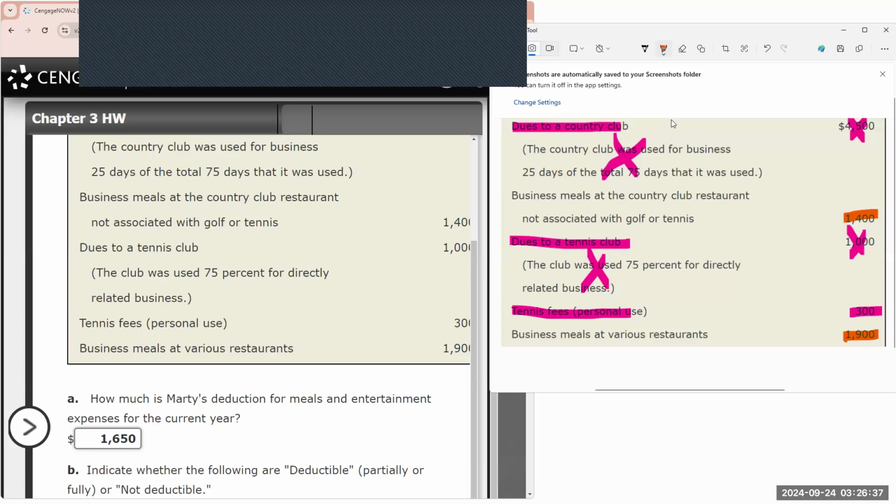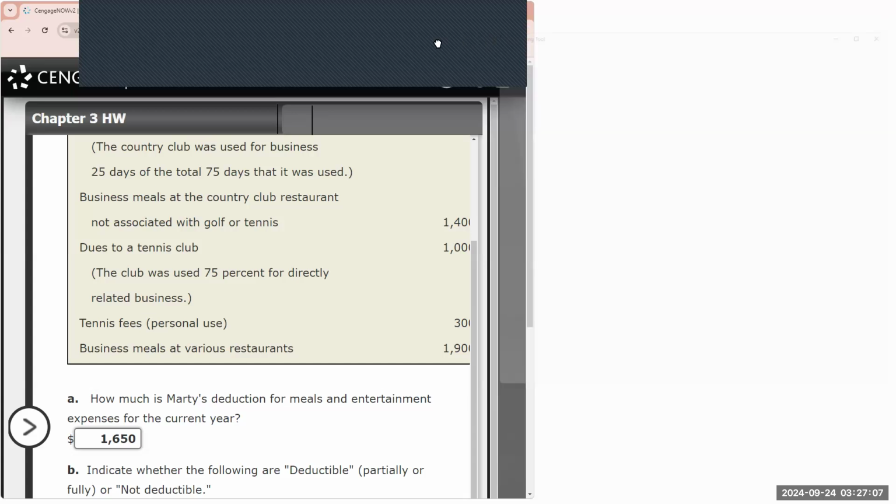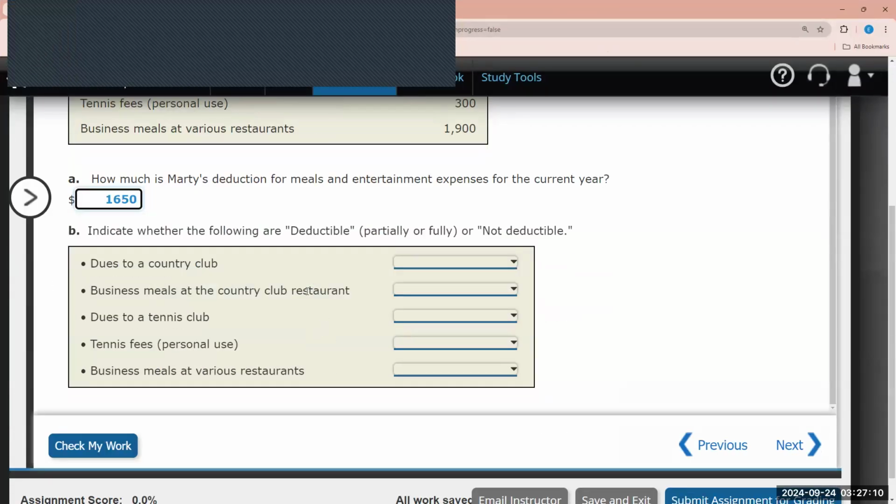We multiply by 50%. The total amount that Marty is allowed to deduct for meals and entertainment is $1,650. So again, the dues to the country club and the dues to the tennis club are not deductible. The tennis fees for personal use are not deductible. However, what is deductible, subject to the 50% limitation, are the business meals at the country club and the business meals at various clubs. We added the two, 1,400 plus 1,900, and we multiply by 50% for a total of $1,650 for meals deductions.